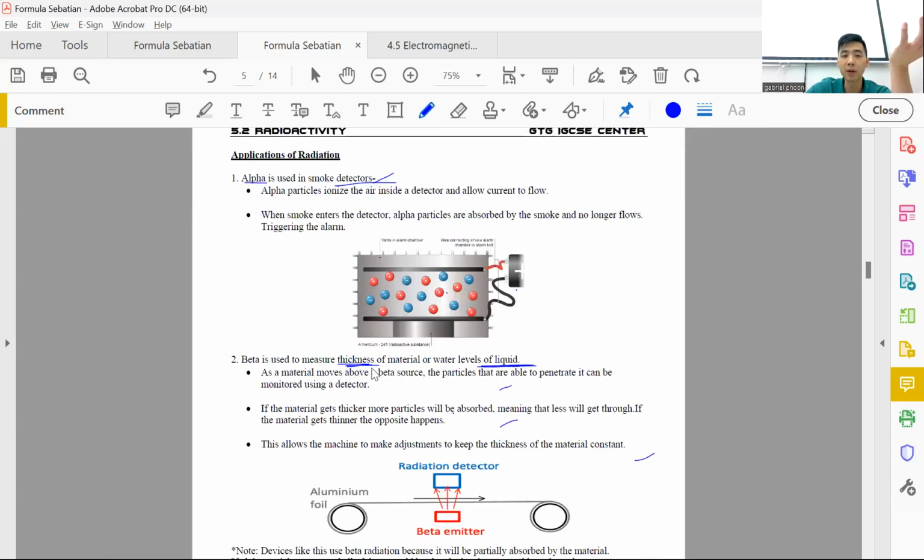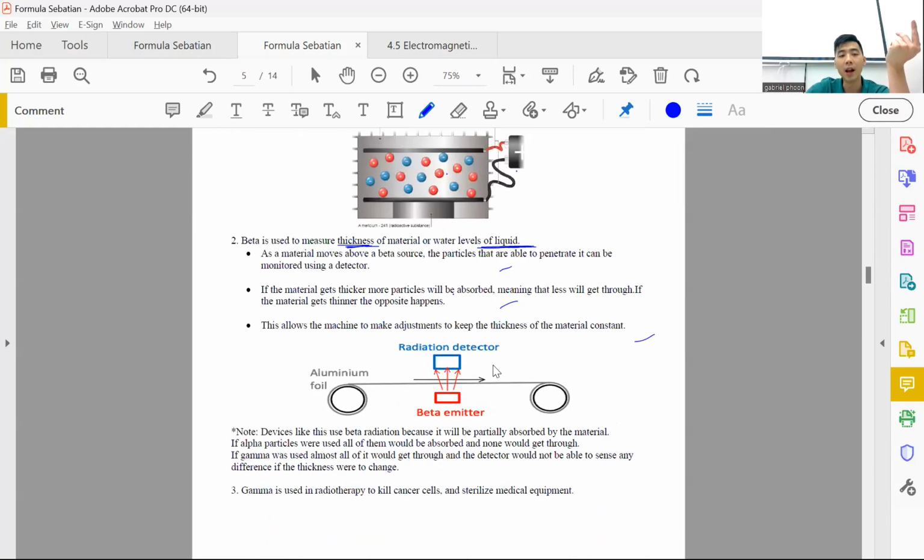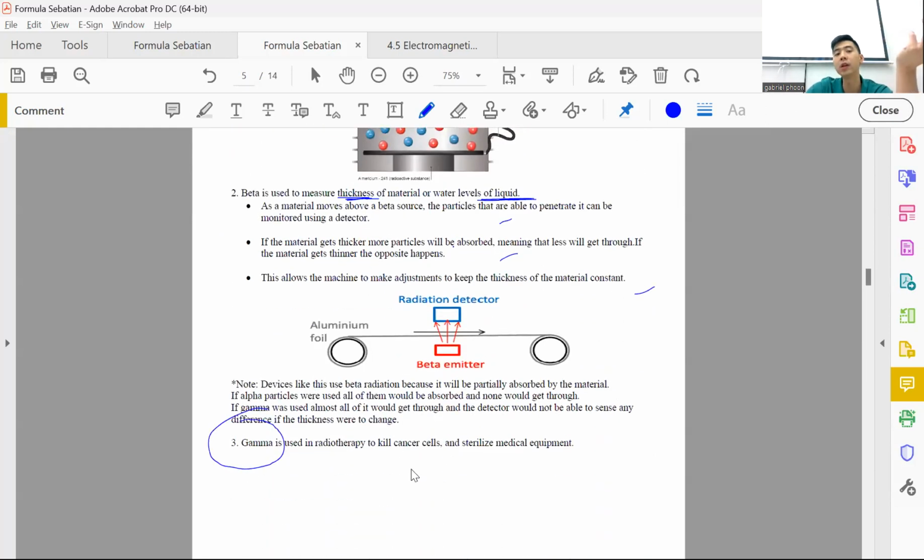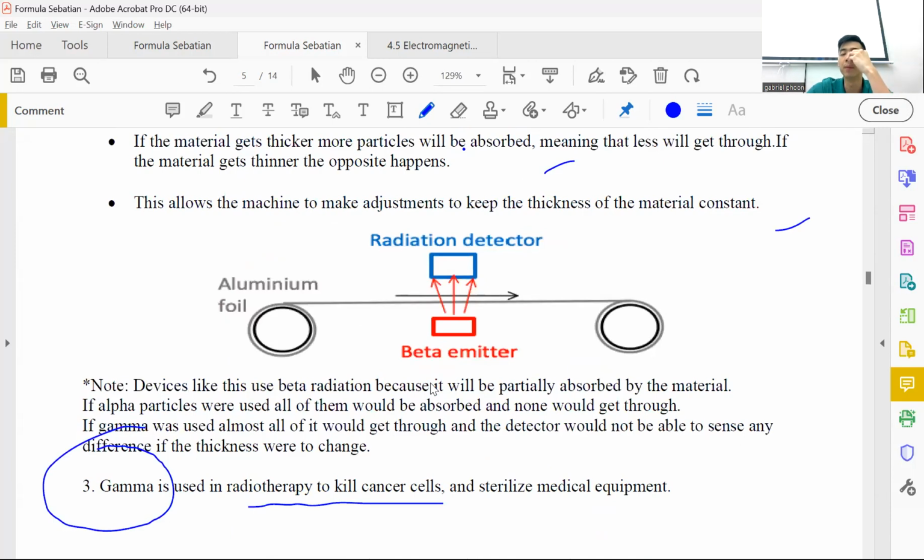If you talk about alpha particles and beta particles, usually it's these two things: thickness of the material and liquid levels. And then if you talk about gamma, usually it's for radiotherapy. Okay, fight against cancer. Yeah, chemo. It's going to be gamma radiation.